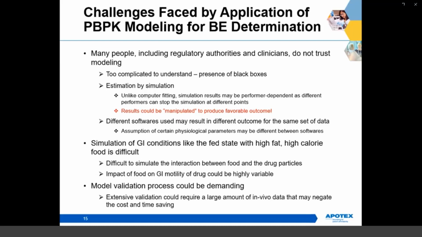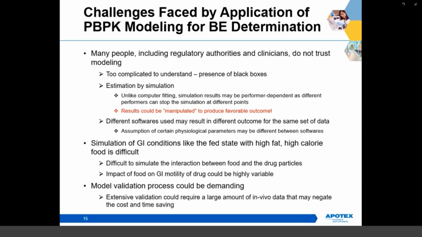Second concern they may have is that estimation of parameter values or results is done by simulation. Unlike computer fitting, simulation results may be performer dependent, as different performers can stop the simulation at different points. So they may suspect that the simulation results could be manipulated to produce favorable outcome to the performers. The last concern they may have is that different softwares used may result in different outcome for the same set of data, because assumptions of certain physiological parameters may be different between softwares.